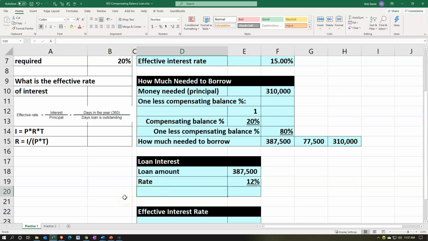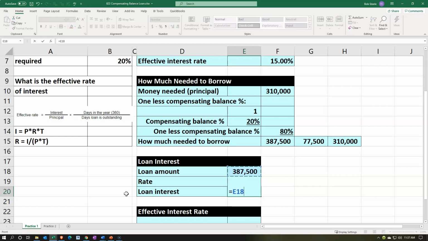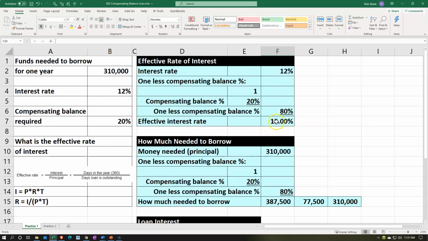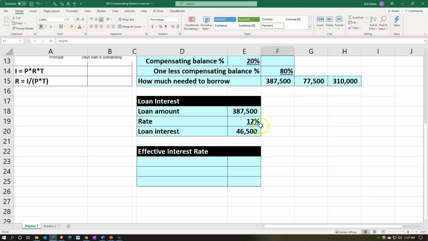This is for 1 year, so we don't have any time, which will just be times 1. We don't have to worry about time because it's a 1-year loan. This is going to be the loan interest, which would be the 387.5 times the 12%. So that would be our interest for a year. Now that we know the interest for a year, we can use that to do our effective interest rate calculation, which we already figured up top at 15%, but we can figure it down here now that we know what our interest is.